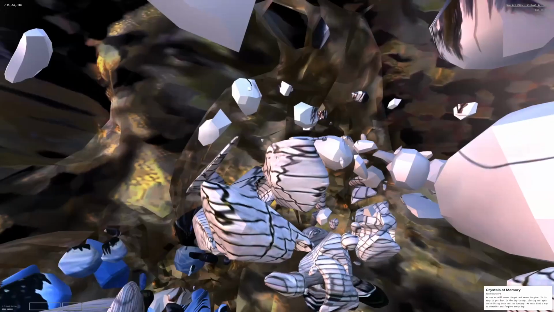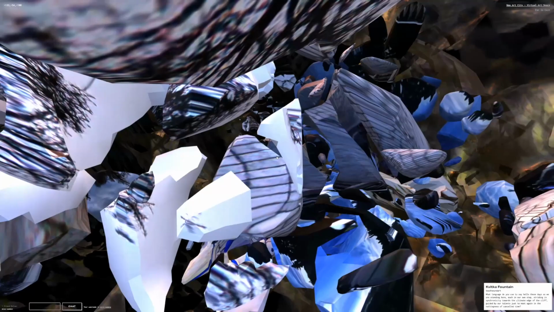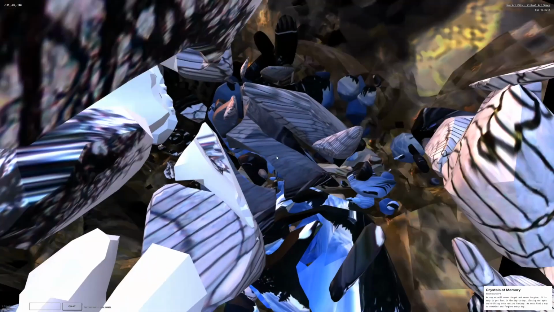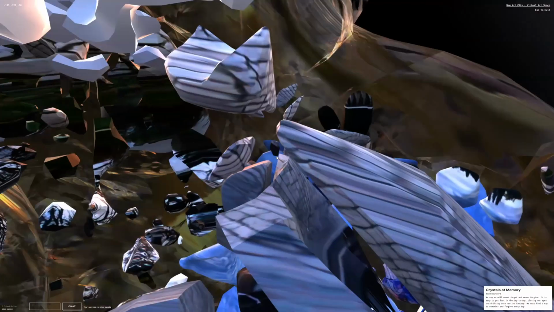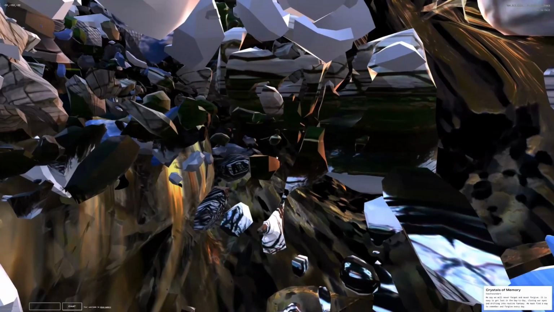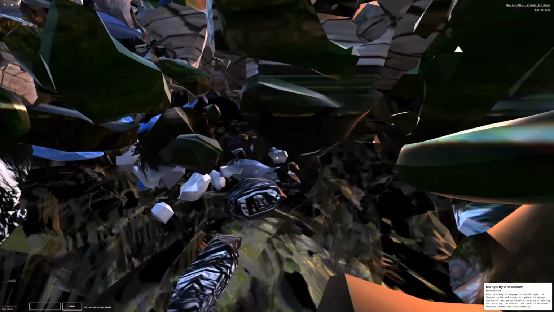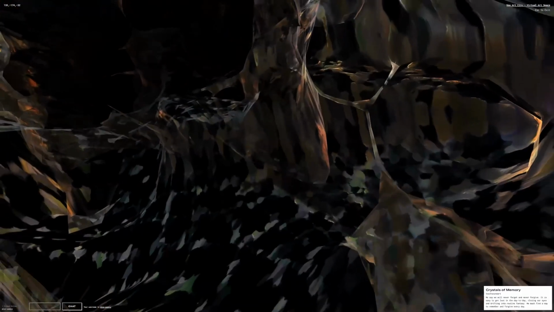So I've touched crystals of memory, alley with the red tiles. Where's Slonik as Kvitka fountain? It's interesting too. I didn't even clock that the visual descriptions were present in the 3D space. This is a really, really cool application. Now I'm zeroed in on Slonik by the Arboretum.